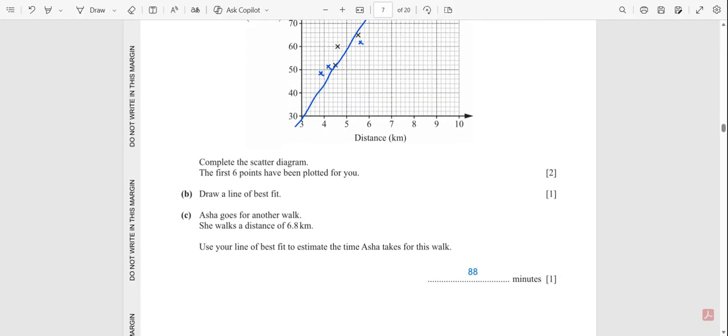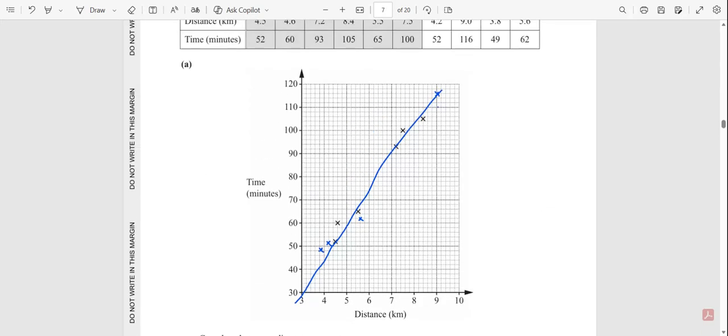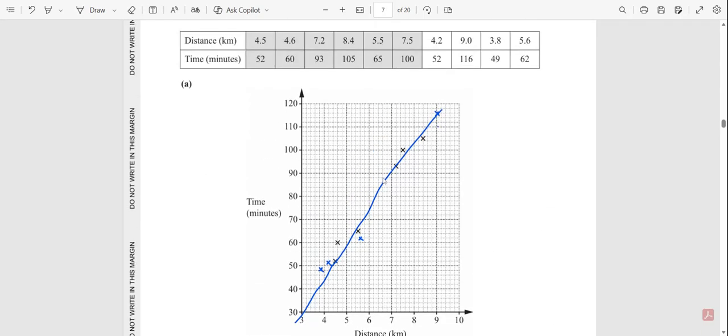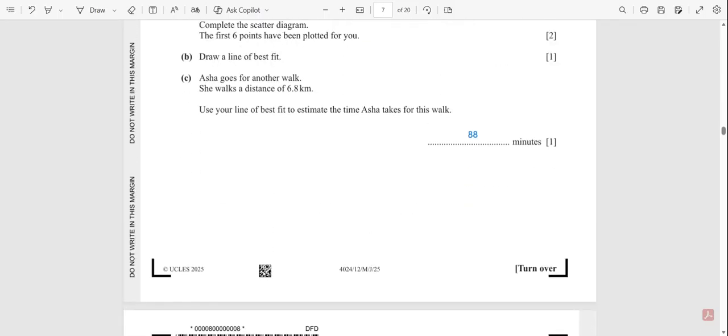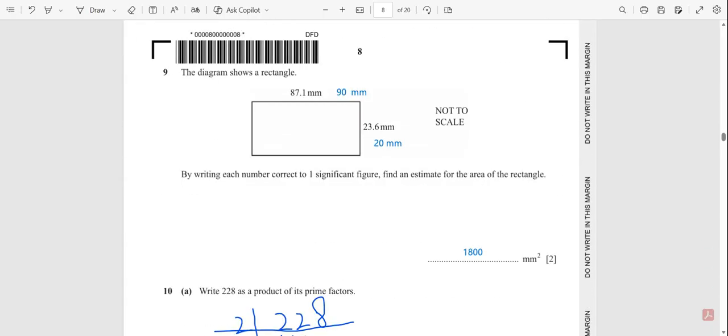Okay, Asha goes for another walk. She walks a distance of 6.8 kilometers. Use your line of best fit to estimate the time Asha takes for this walk. 6.8 kilometers coincides with 88 minutes. So she takes 88 minutes to travel a distance of 6.8 kilometers.